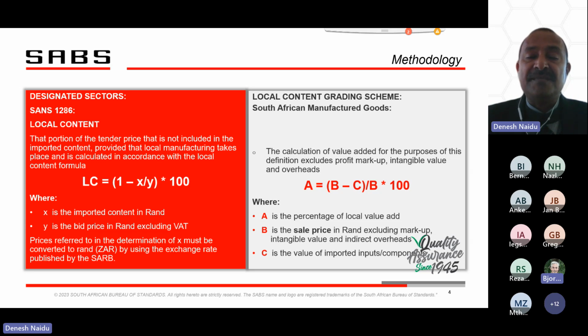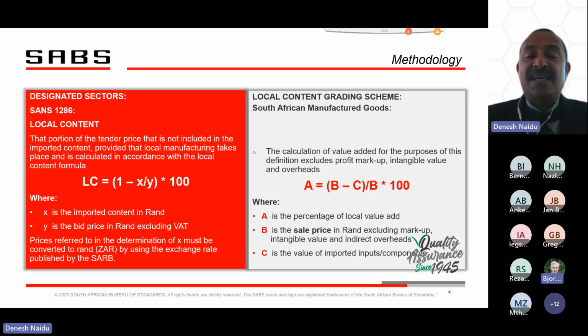The significant difference between the two formulas you see is that the left-hand side talks to the tender price. Because it's dependent on tenders that come out and a winning bidder, at that given time it's based on the tender price that is submitted as part of the tender process.